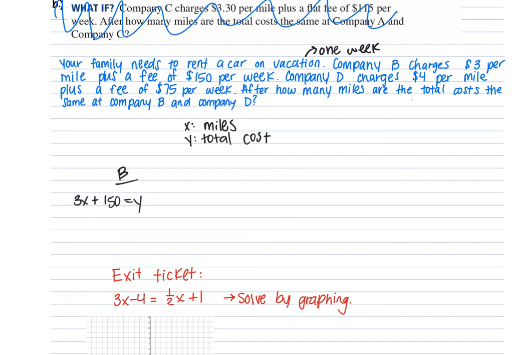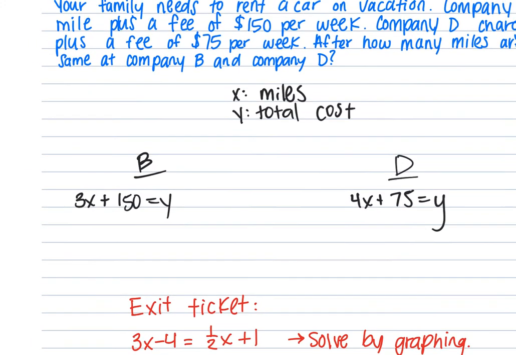Okay. So what's the equation for D then? For Company D? Storm? 4x plus 75 equals y. So now we have two equations and we can graph them to find the answer.